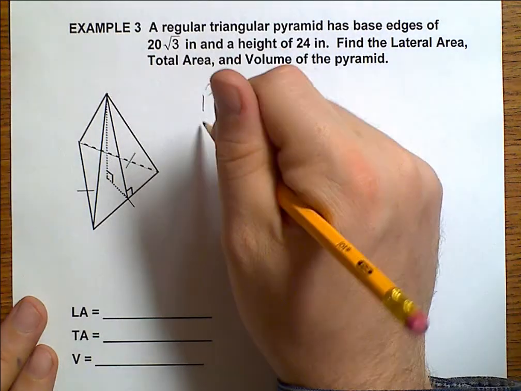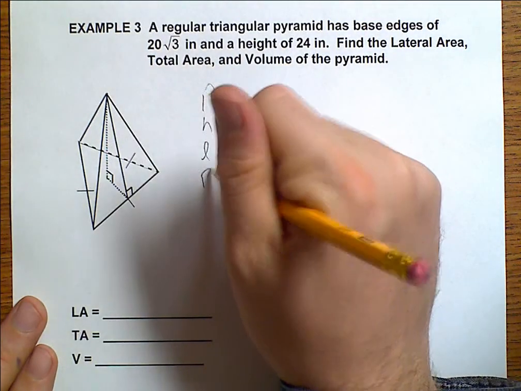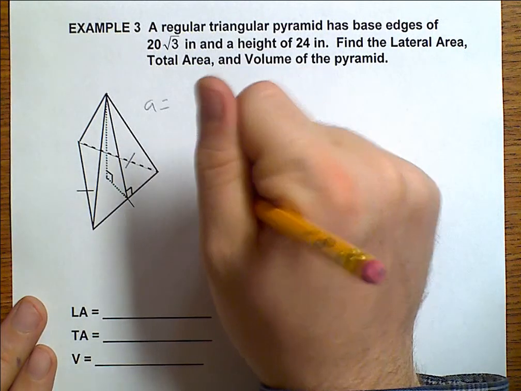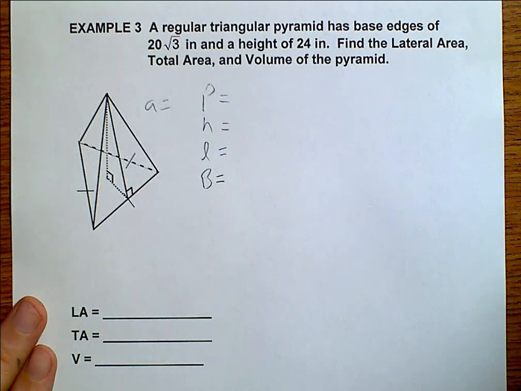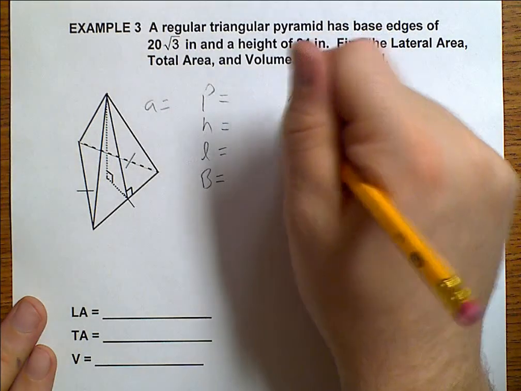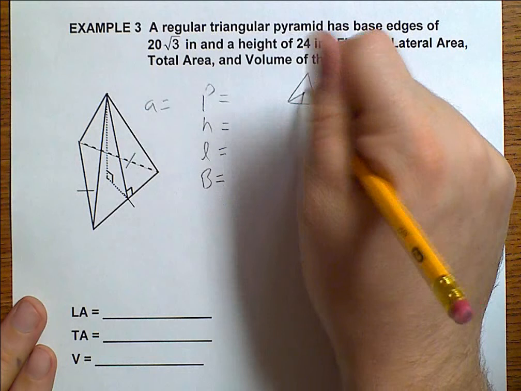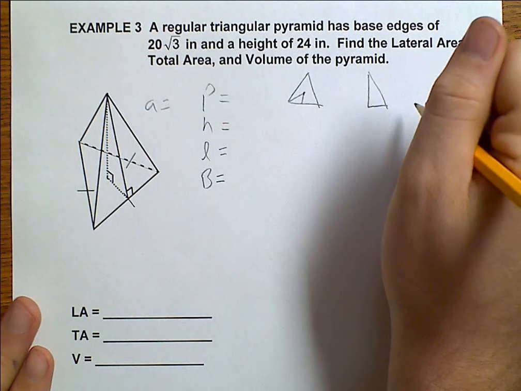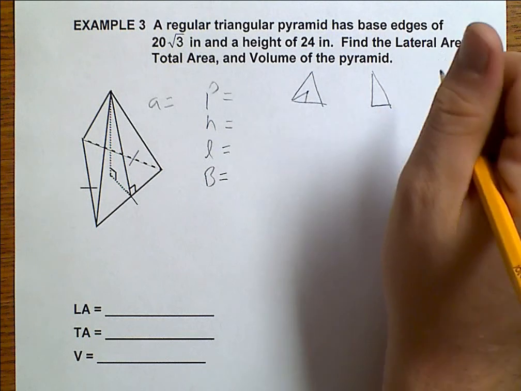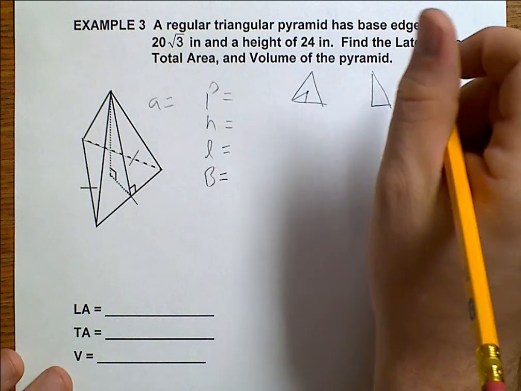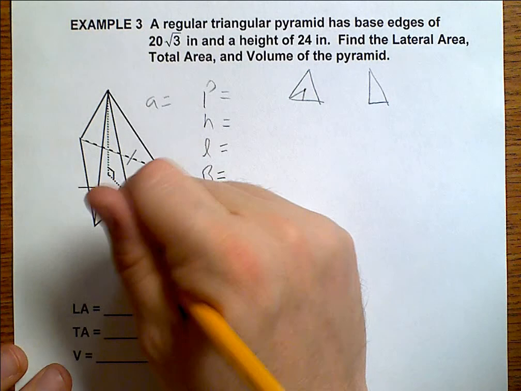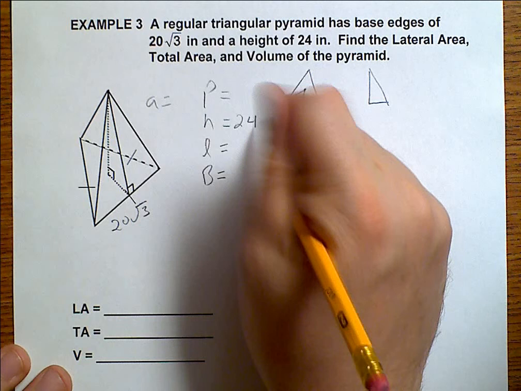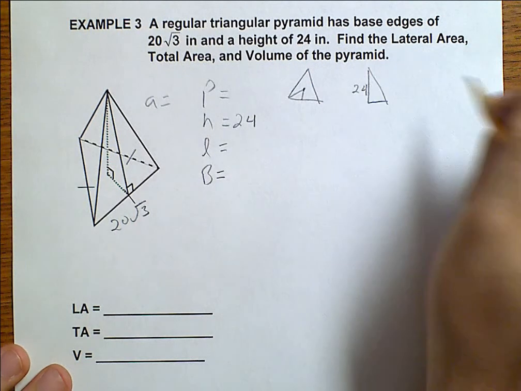Perimeter, height, slant height, area of the base, and then our apothem. We have our base triangle to find our apothem, and we have our height triangle to find the missing piece here. So a regular triangular pyramid has base edges of 20 on the square root of 3 and a height of 24.